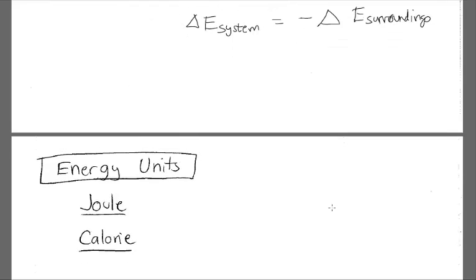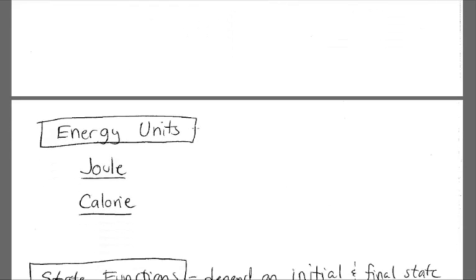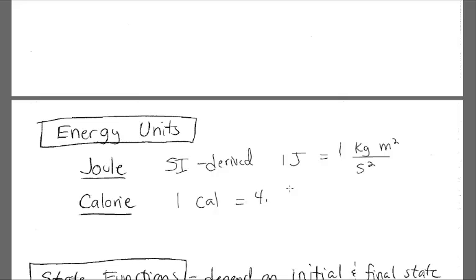Energy is given in units, usually of a joule for this course. It's an SI-derived unit. We write it as a joule, with a capital J, and 1 joule is equal to 1 kilogram meter squared per second squared. So there are your SI units, and the joule is derived from that. Sometimes we also talk about a calorie, abbreviated cal, and that is related to a joule through this equation.